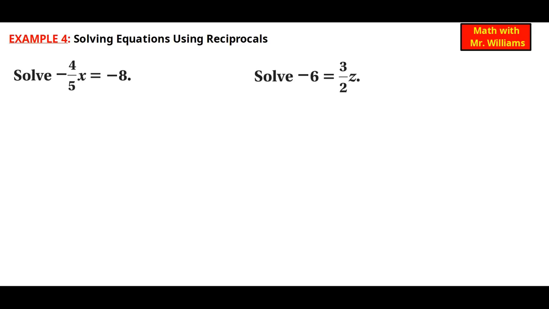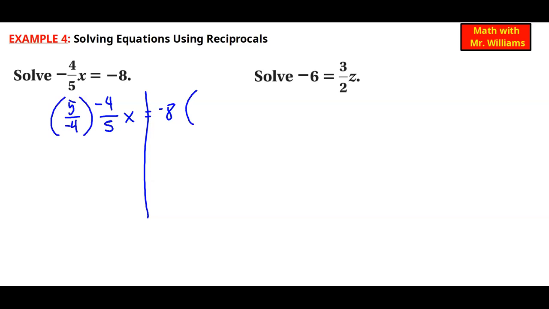Math of Mr. Williams, example 4, solving equations using reciprocals. Solve negative 4/5 x equals negative 8. Let's go ahead and write down our equation. All right, so let's use our reciprocal method here. Draw my line of equality. I'm going to multiply both sides by the flipping, or the reciprocal, of the fraction.